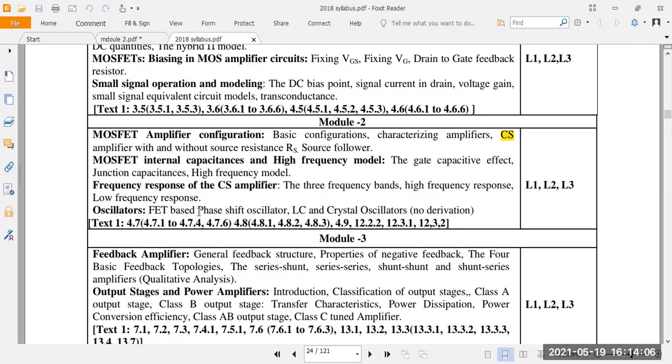First one is the FET based phase shift oscillator, second one is the LC tuned oscillator, third one is the crystal oscillator. Out of the 3, one is sure for the examination, including a problem. So you have to write the circuit diagram for the oscillator, then give the equation, and after that go for the problem. So there are 3 circuits: first the FET based phase shift oscillator, second the inductance and capacitance oscillator, meaning the tuned oscillator, and last the crystal oscillator. In your syllabus they have not given any derivation. You only have to write the circuit diagram and explanation, including the problem.